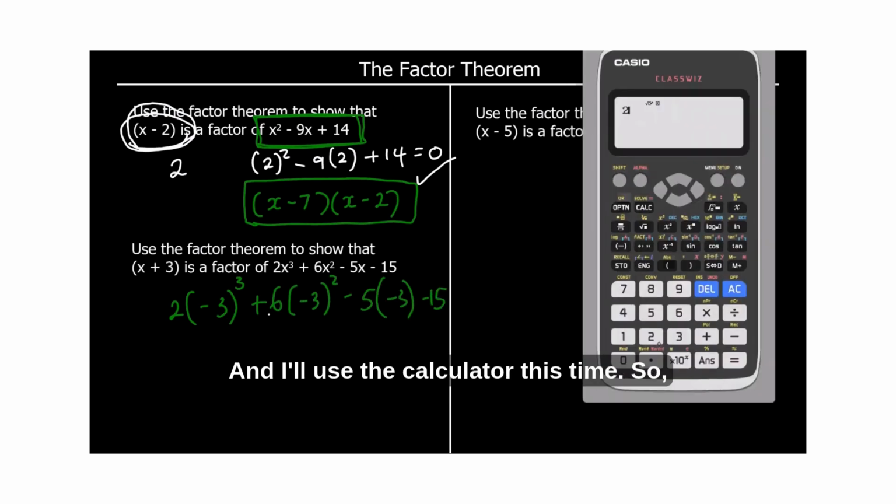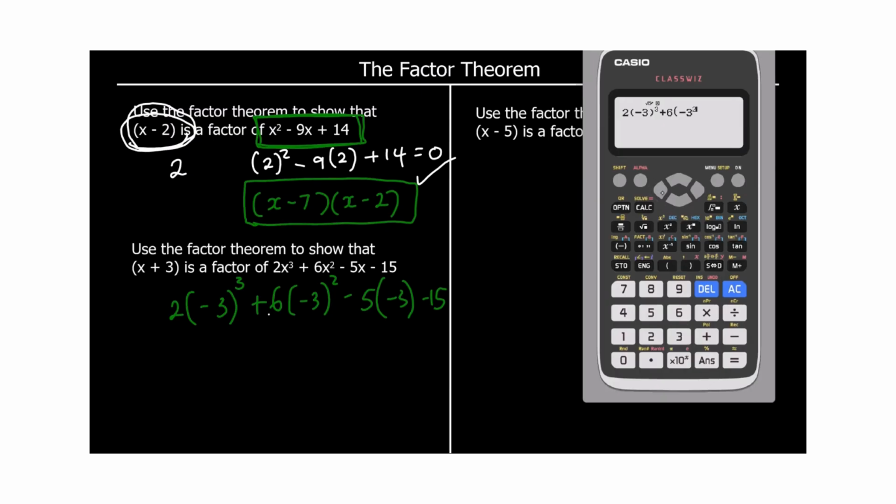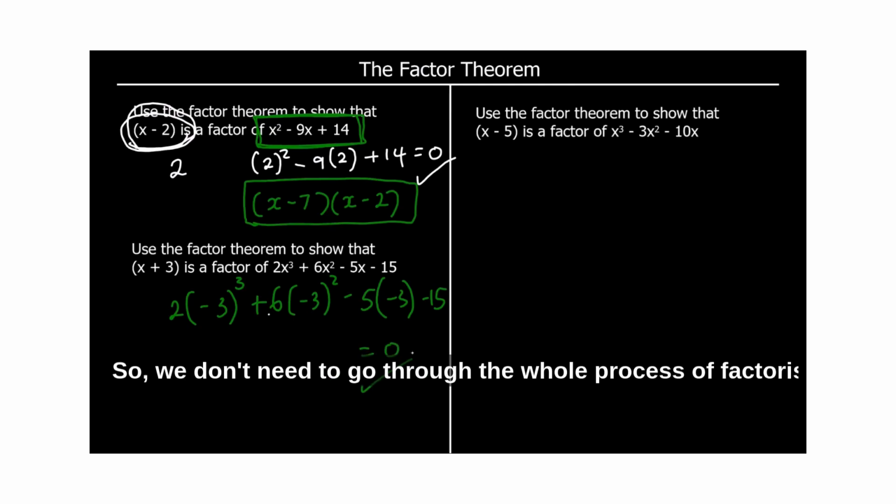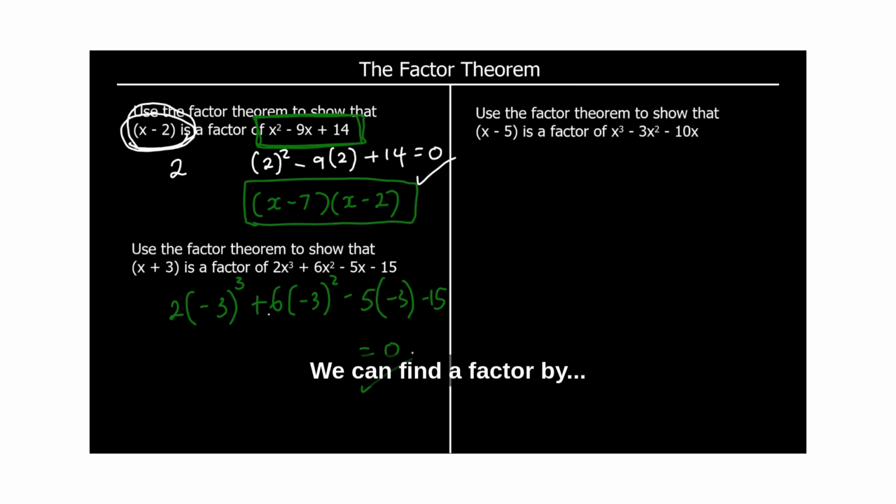And I'll use the calculator this time. So 2 times negative 3 cubed plus 6 times negative 3 squared minus 5 times negative 3 minus 15. And we get 0. So it is a factor. So we don't need to go through the whole process of factorizing. We can find a factor by substituting in the number that makes it 0.